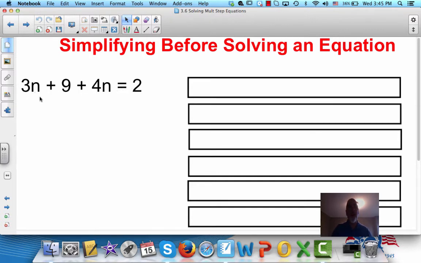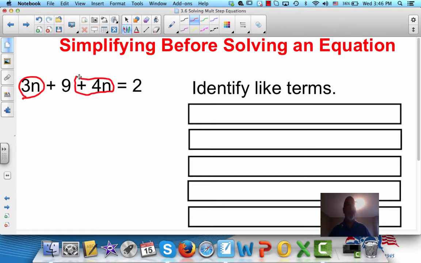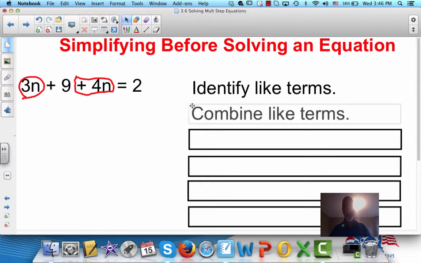The thing that's different about this one than what you've been doing before is instead of just having 3n plus 9 equals 2, we've got a 3n and a 4n in there. Luckily though, you've already done this before. What you're going to be doing is identifying the like terms. So which ones are the like terms here? Well, you've got positive 3n and a positive 4n.